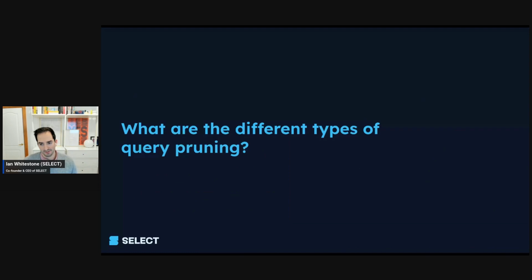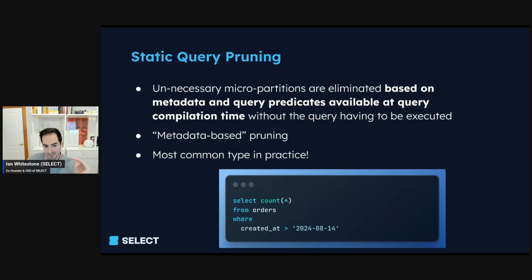Before showing more examples of ways this can work and ways it cannot work, it's worth defining the two different types of query pruning that can happen. So the first one is static query pruning. That is the example I just showed.